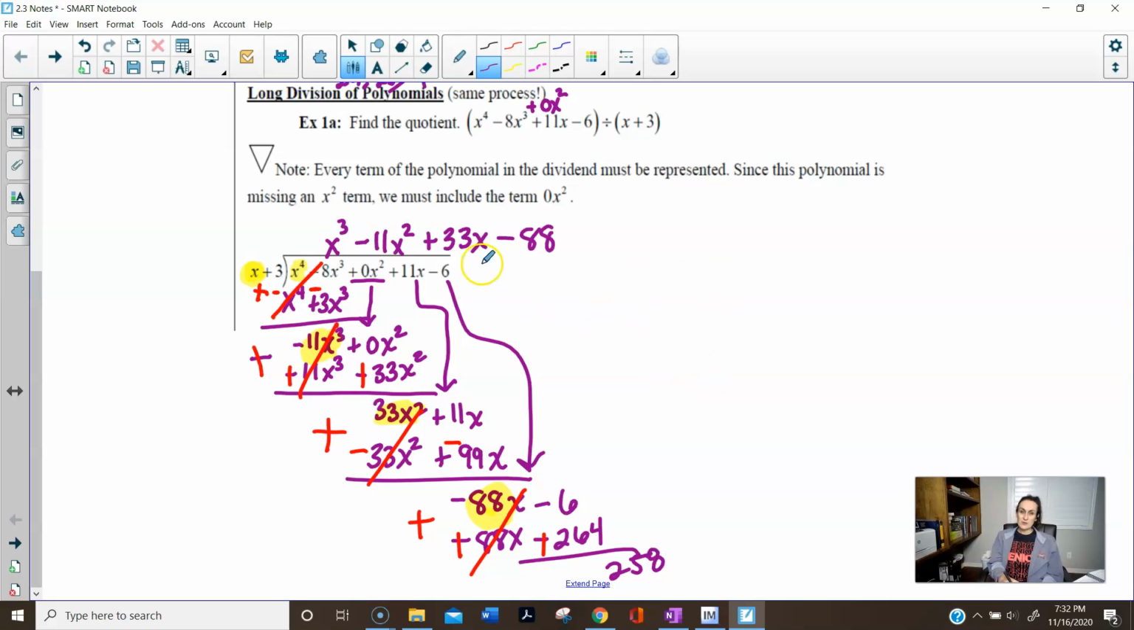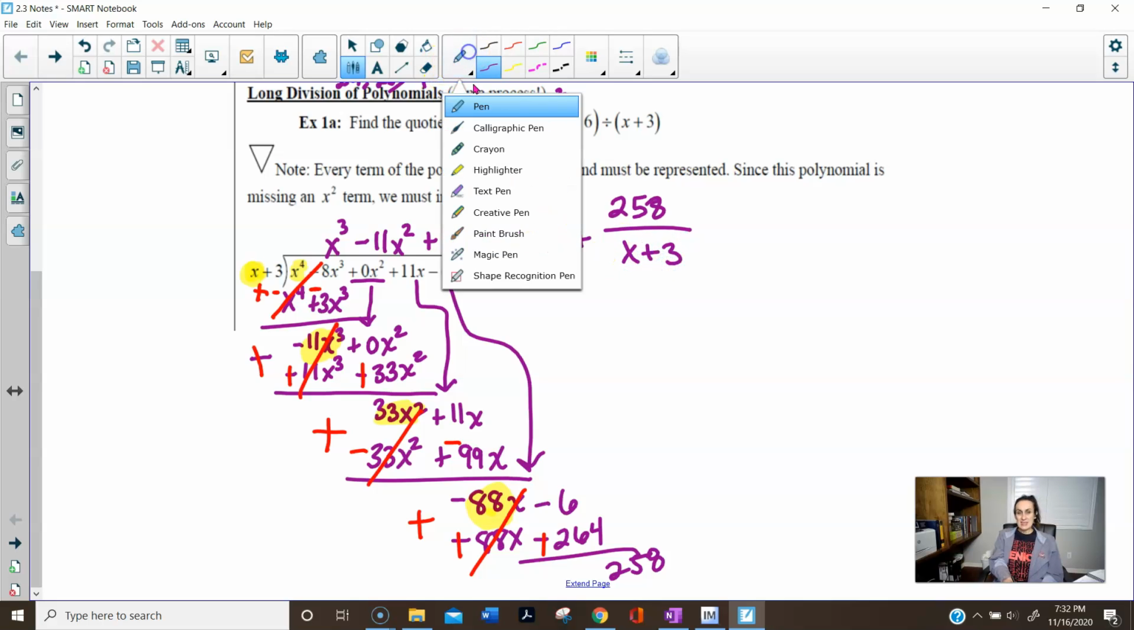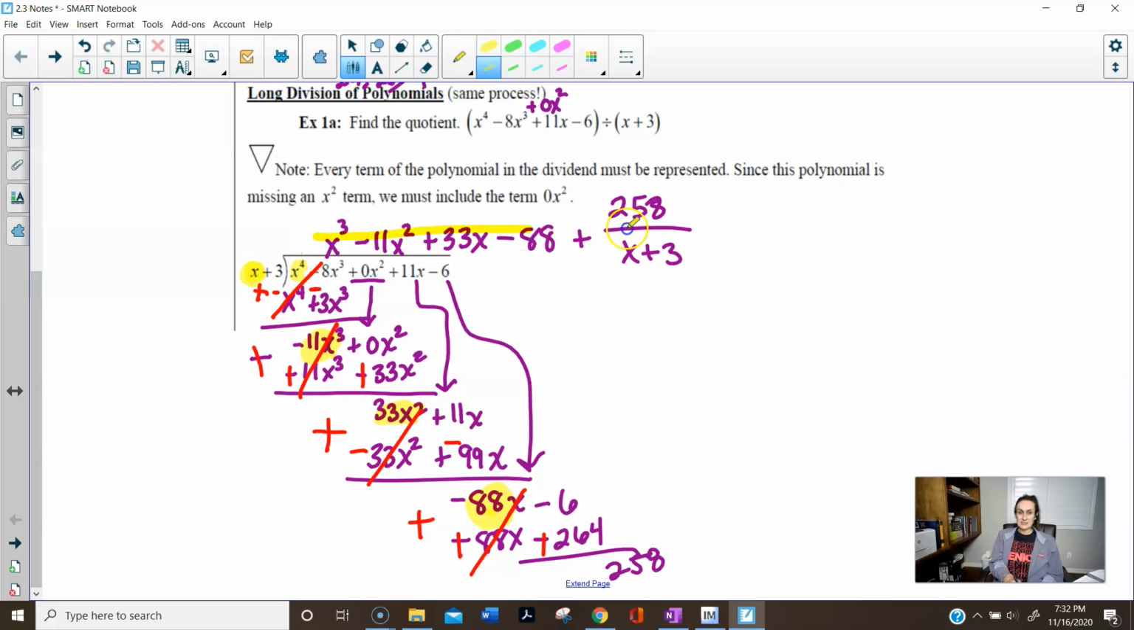So now what you do is your answer is this when you divide, plus the remainder of 258 over what you divided by, x plus 3. And this is called long division. Now, sometimes you don't have a choice and you have to use long division. But if you're dividing by a binomial, you can also use what's called synthetic division. And we will be doing that during this lesson.